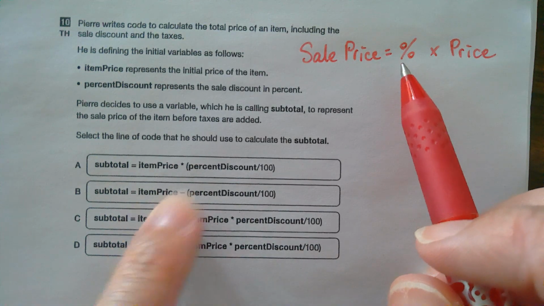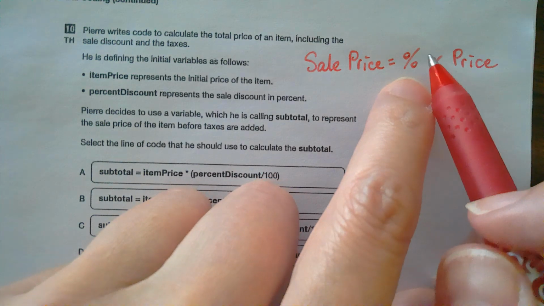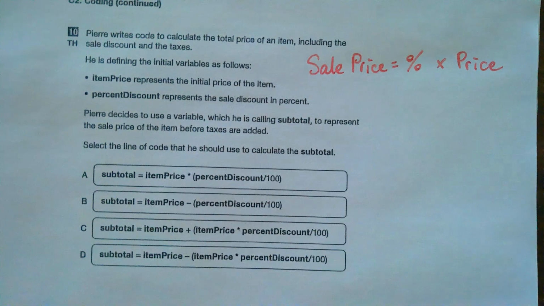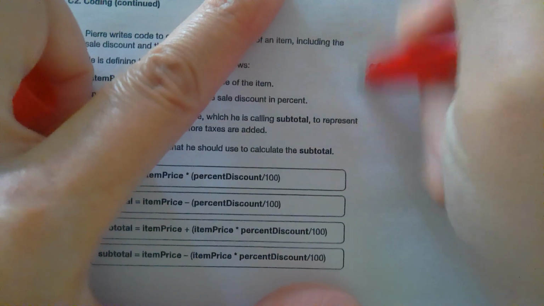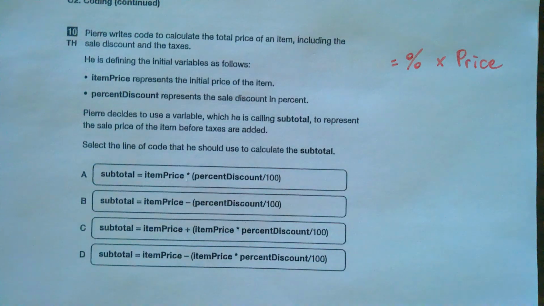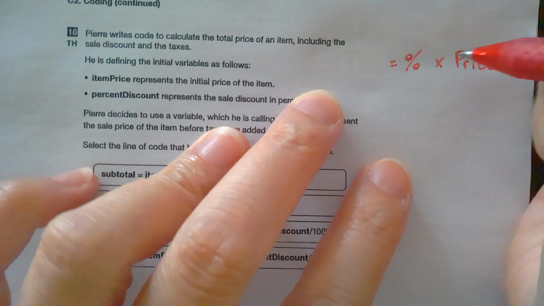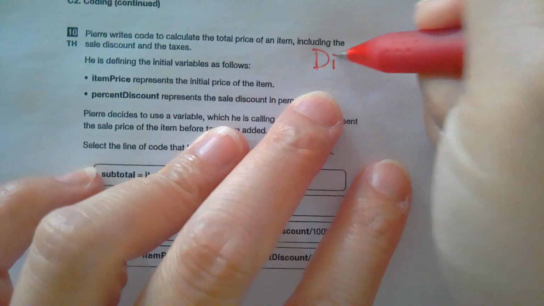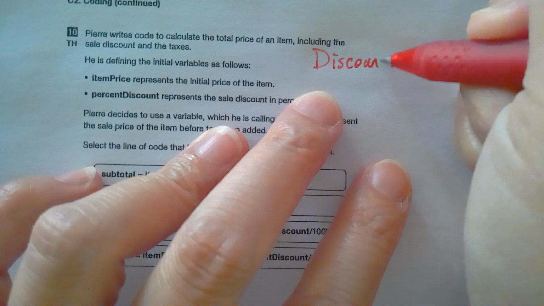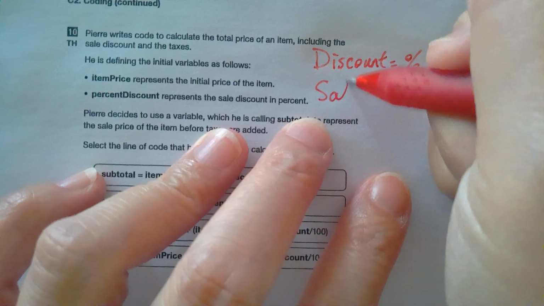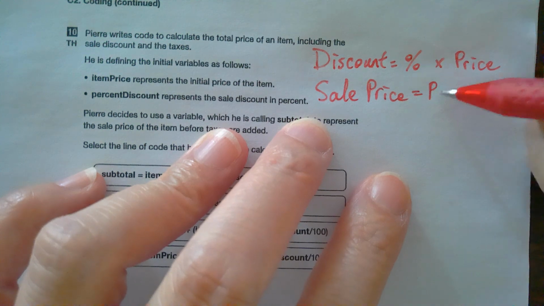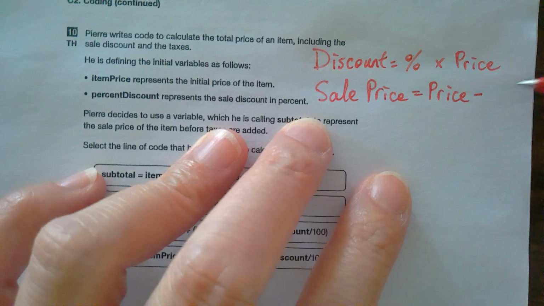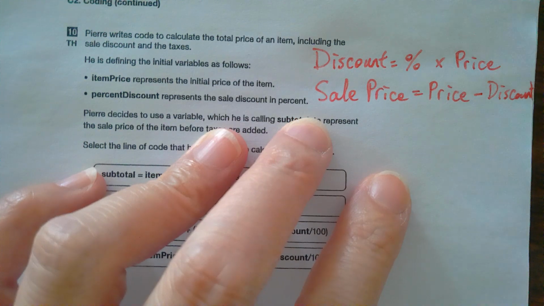Okay. Well, actually, let's say it's 30% off a sweater. When you do the percent times the price, that's not the sale price. That's the discount. Okay, and then the sale price is the price, take away the discount. Right?